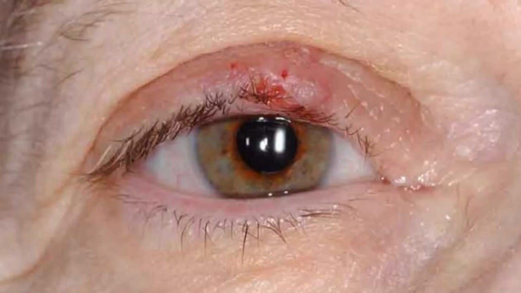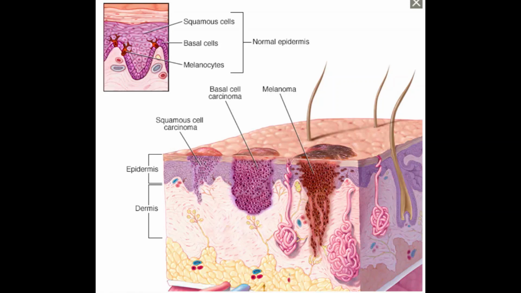Now I will tell you the causes of skin cancer. Skin cancer occurs when mutations occur in the DNA of skin cells. The mutations cause the cells to grow out of control and form a mass of cancer cells. The cells involved in skin cancer.